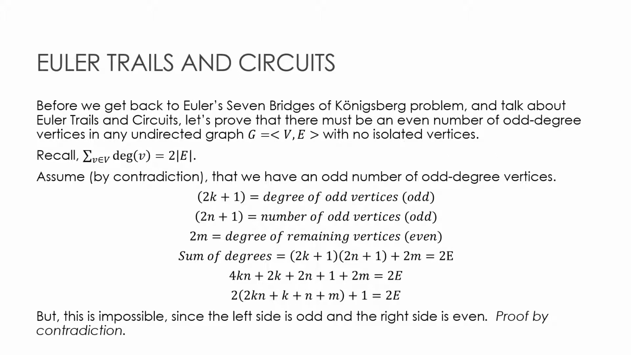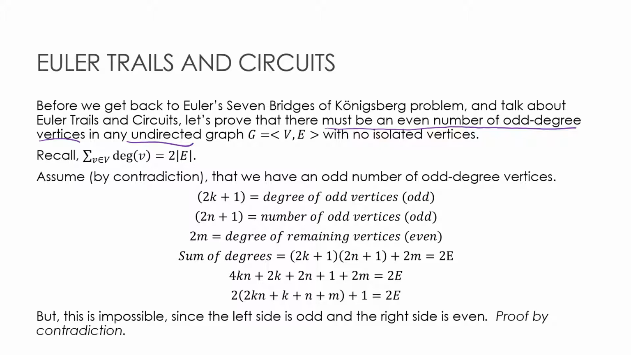Moving away from hypercubes and things I know nothing about, let's look back at one proof before we talk about Euler trails and circuits, and back to the 7 bridges of Königsberg problem. Let's take a look at a proof, just because we haven't looked at any proofs yet in this section, and prove that there must be an even number of odd degree vertices in any undirected graph. We've really only dealt with undirected graphs, and we're saying there must be an even number of odd degree vertices, which we haven't really talked about.